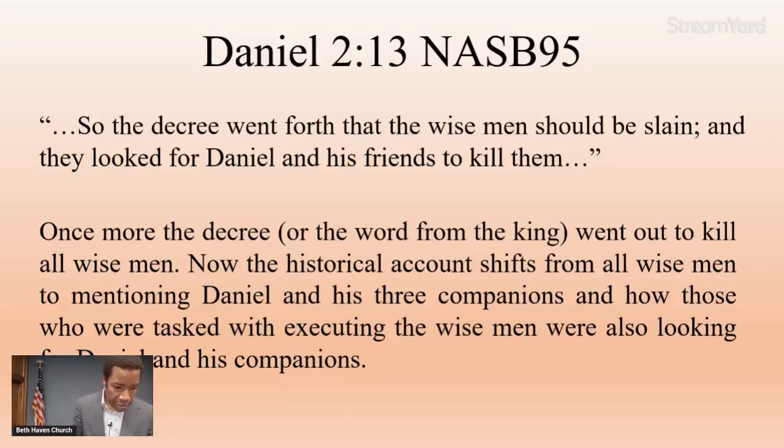Okay? Now, the historical account shifts from all the wise men to mentioning Daniel and his companions in this text, and how those who were tasked with executing the wise men were also looking for Daniel as well. So this is kind of a sense of urgency. This is an urgent time right now, okay? Because everybody who works for the king is in trouble, okay? He's taking it out on everybody.